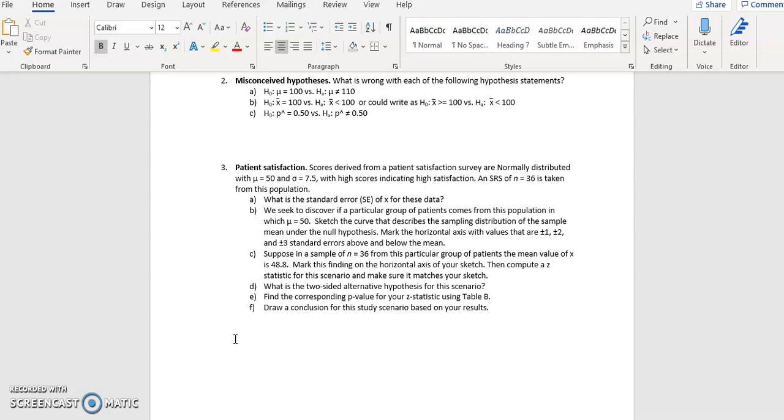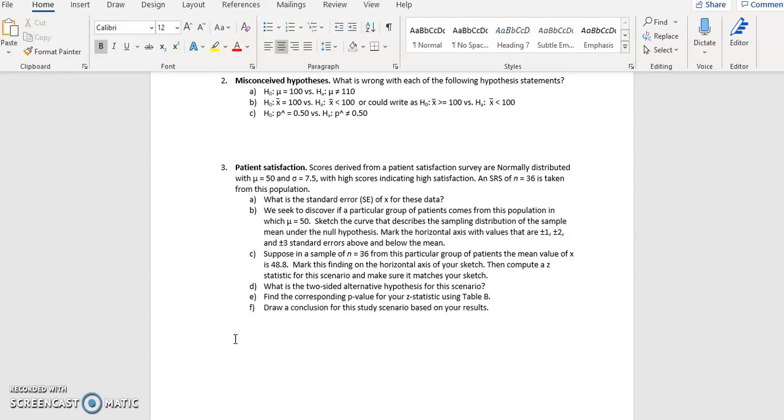Make sure you do put the plus or minus third standard error, because a lot of students will get the first and second one and they'll forget the third one. And again, this is under the null hypothesis. The null hypothesis means the mu is 50, so the middle of the curve is 50. The highest point in the curve is 50.